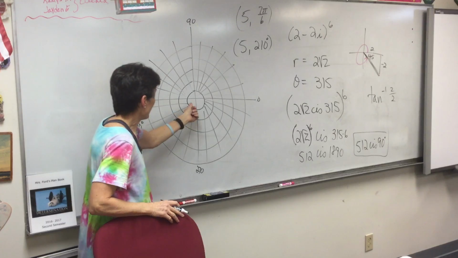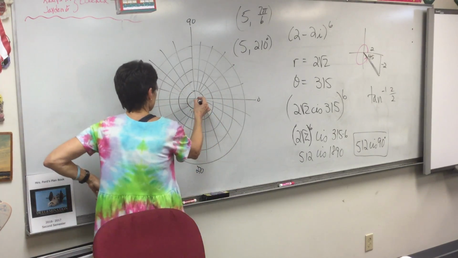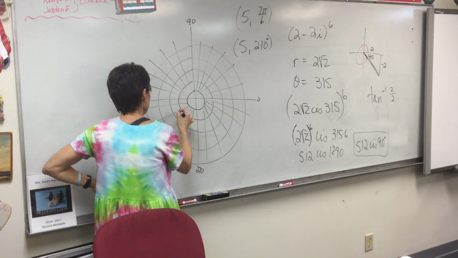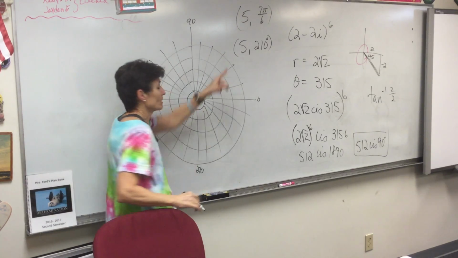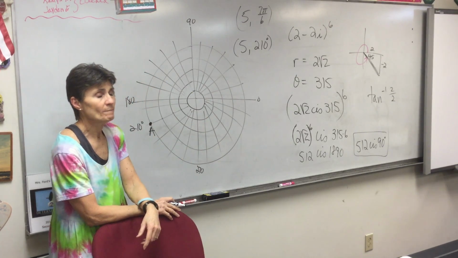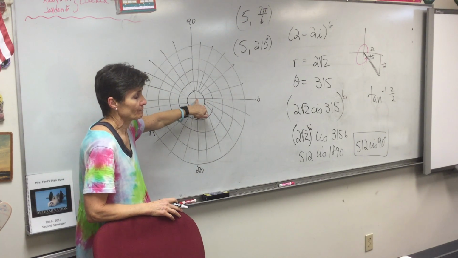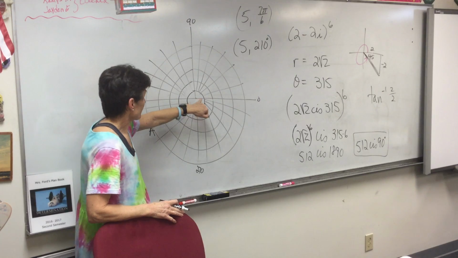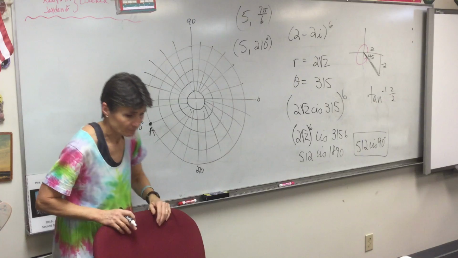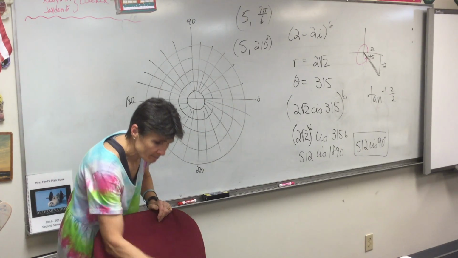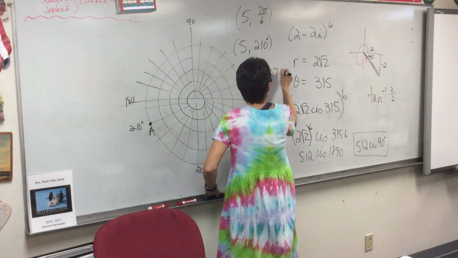So you get on that line, the 210 line, and count out from the center 1, 2, 3, 4, 5 circles. Go out 5 circles from the center, from the pole, from the origin. It's actually called the pole. From here, count out 5 circles on the 210 line. Easy. Now the next one is (-3, 270).